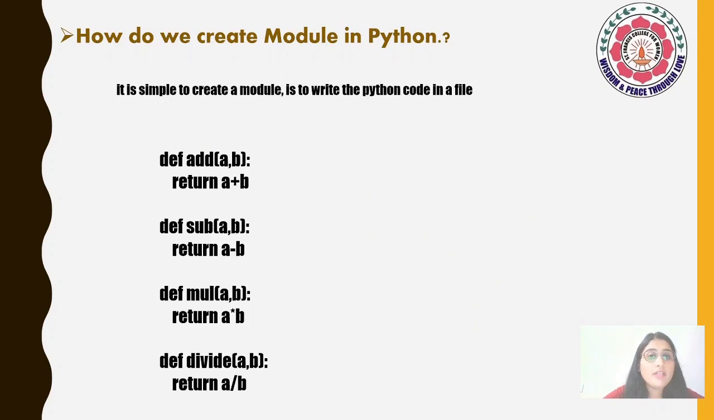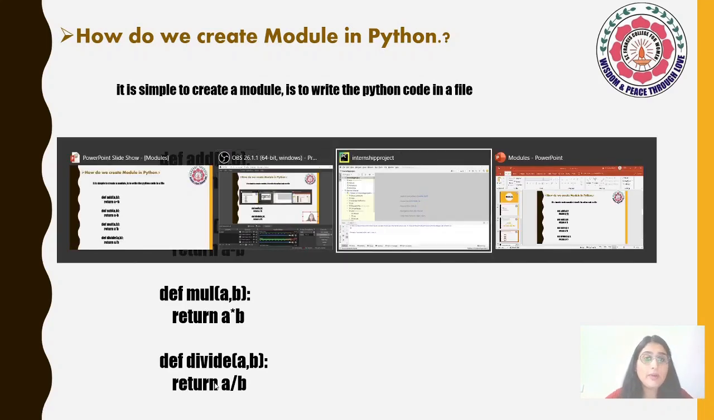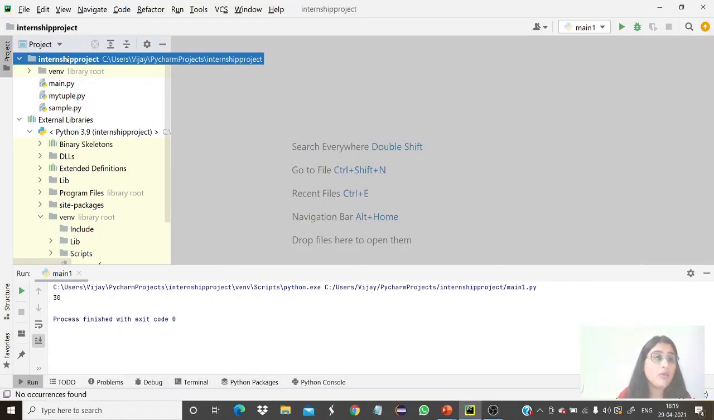Modules can be defined by using various variables, classes, and functions. It is as simple as writing Python code. So creating a module is as simple as writing the Python code in a file. Below is my example. As you can see here, I have defined 4 functions in which I have used 4 logical operations to perform my calculator program, and I have divided this into modules: addition, subtraction, multiplication, and division. So let me take you to PyCharm and show you how we are going to create a module in Python.